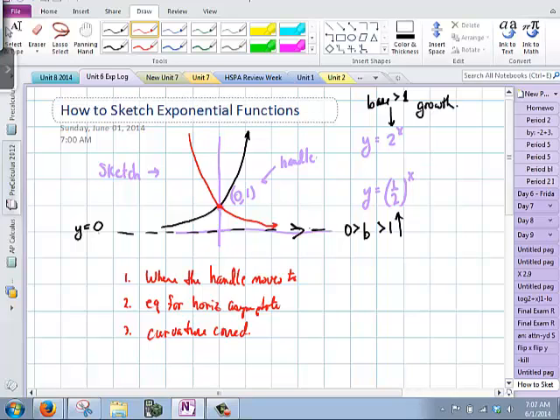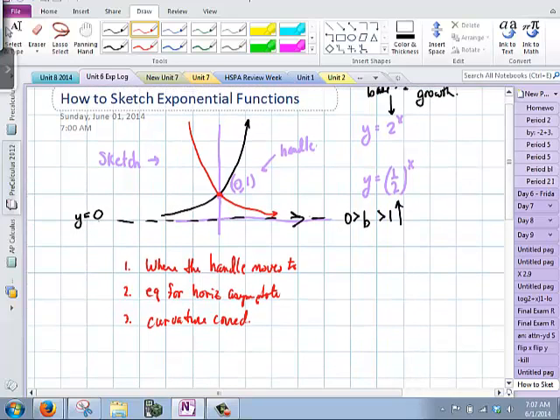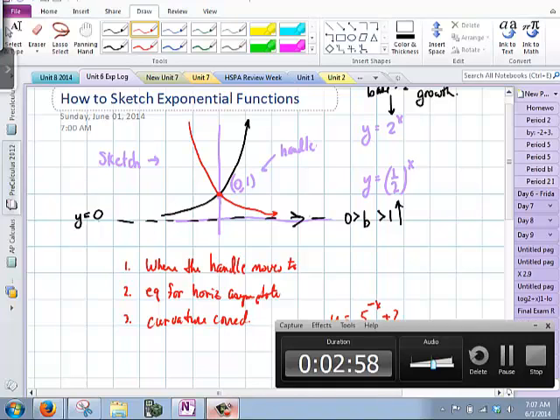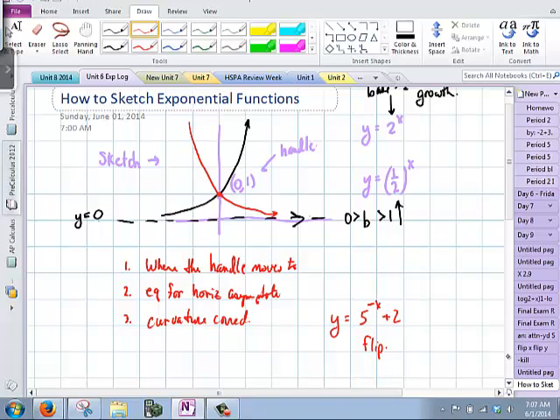So what I want to make sure that we do when we graph these functions, for example, if I ask you to graph a function like y equals 5 to the negative x plus 2, I would want to make sure that you recognize the flip, and secondly that you recognize translations.